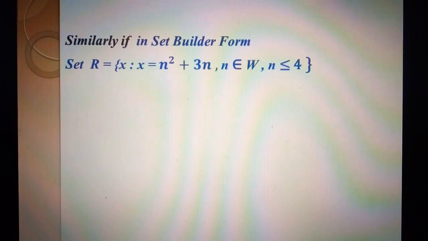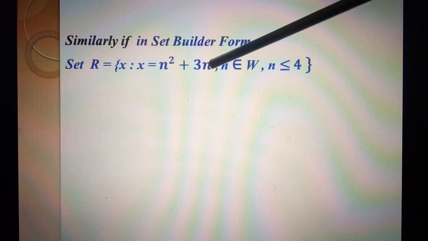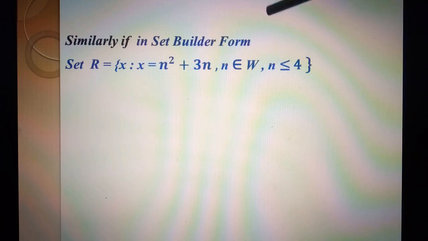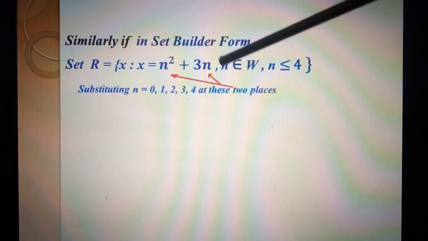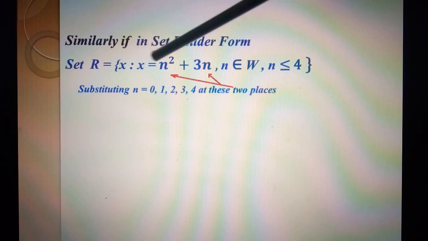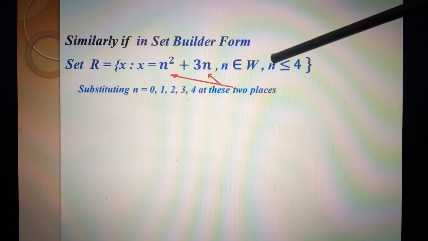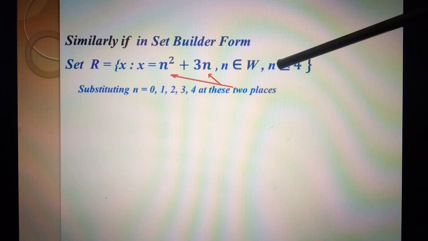Similarly, if in set builder form we have R is equal to x such that x is equal to n square plus 3n, n belongs to whole numbers, n is less than or equal to 4. That means here we have already been given the set in the set builder form. We want to write it in the roster form. So understanding this definition of the set, we know that n is whole numbers lying starting from 0 up to 4.